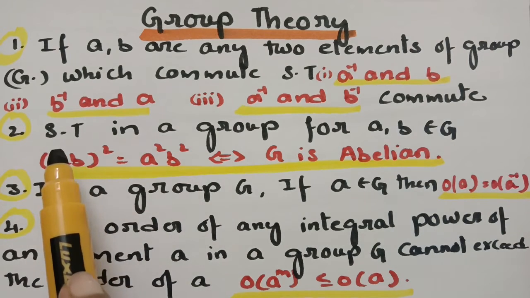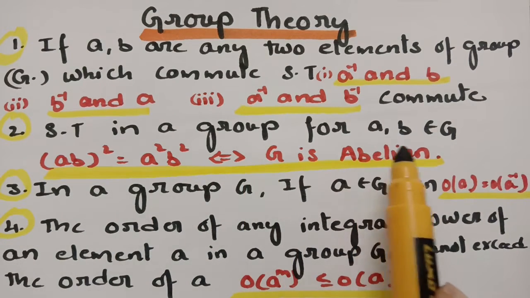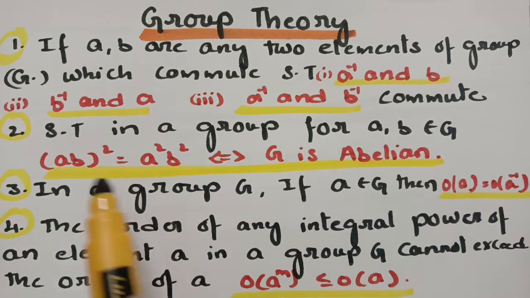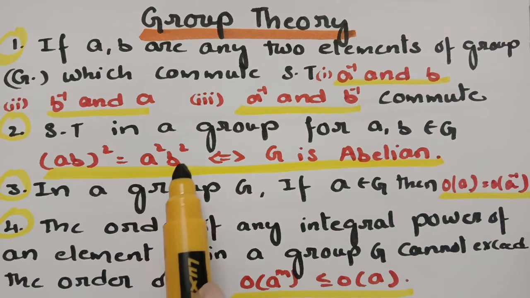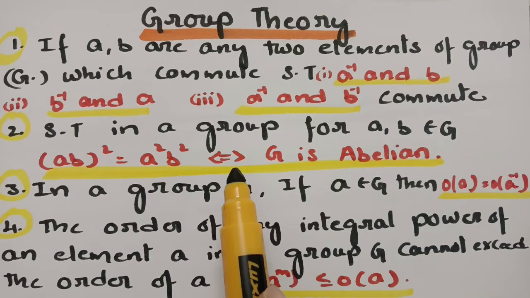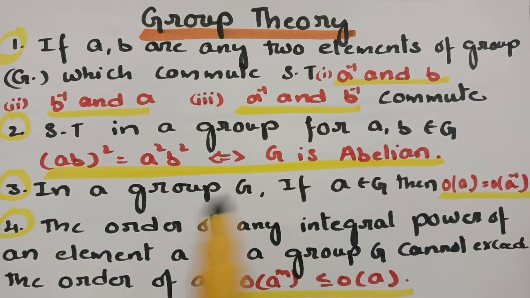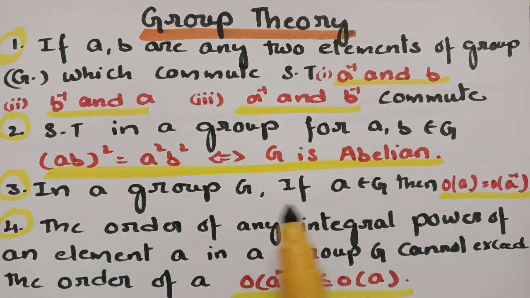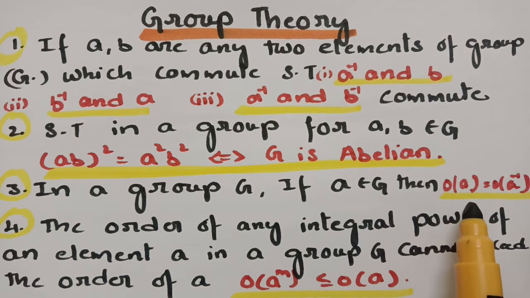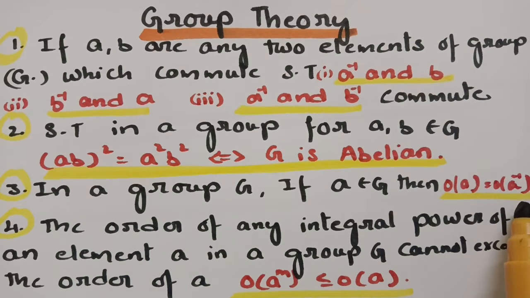The second question is to show that for every A, B belonging to G, (AB) whole square is equal to A square into B square if and only if G is abelian. The third question is: in a group G, if A belongs to G, then the order of A is equal to the order of A inverse.